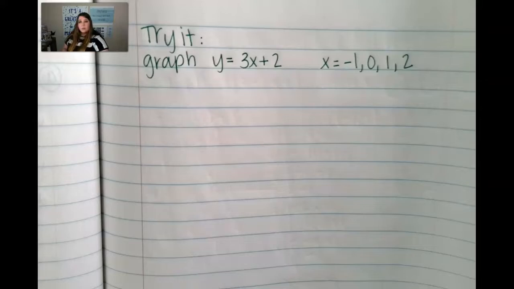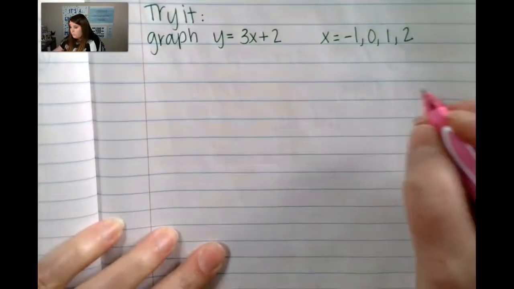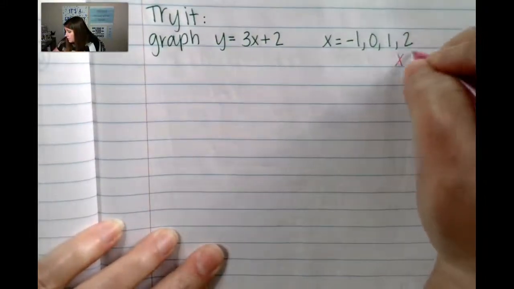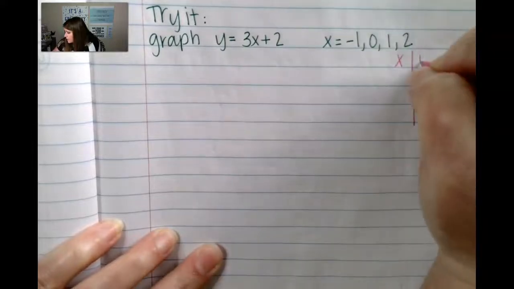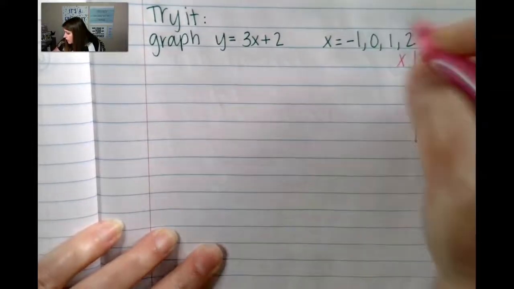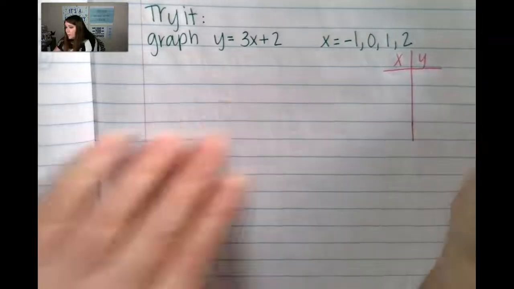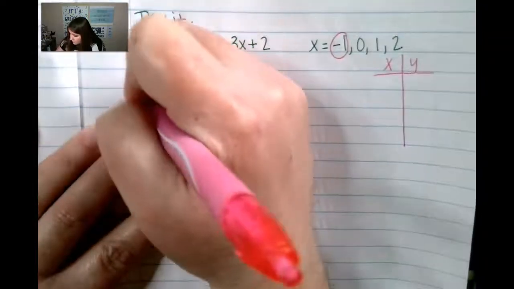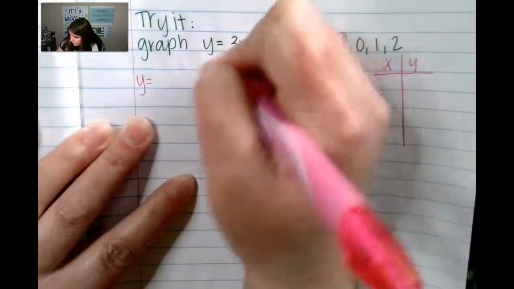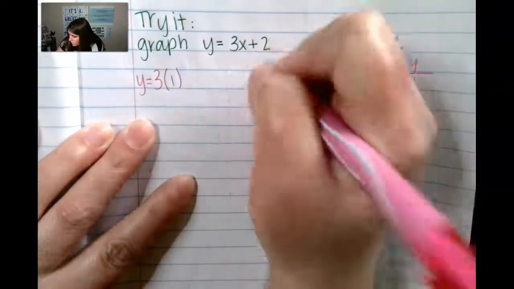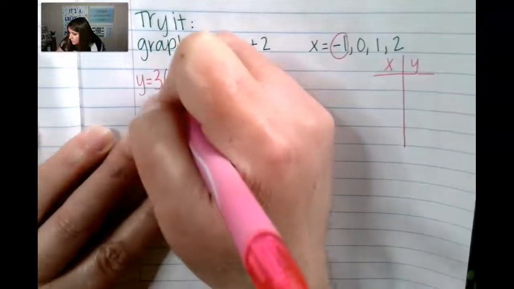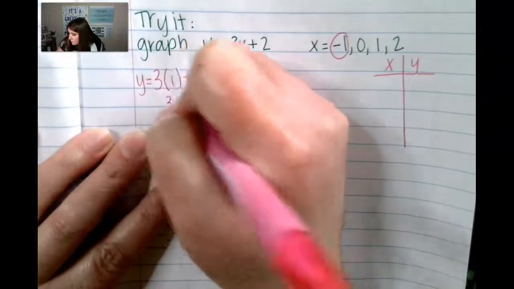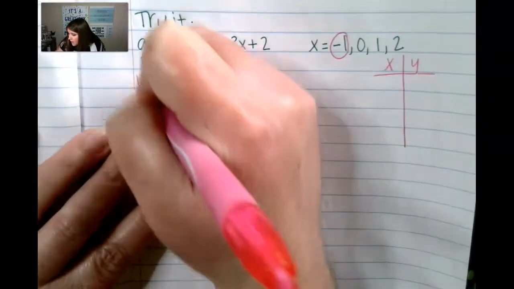All right, so hit pause right now so you don't hear me solving, and then when you're ready, come on back and hit play so you can see how to solve. Again, I'm going to make an X column and a Y so we can have our dots, and then we want our ordered pairs out to the side. So first substitution I'm going to do is -1. So Y equals 3 times -1 plus 2, and 3 times 1 is 3 plus 2 gives me 5.